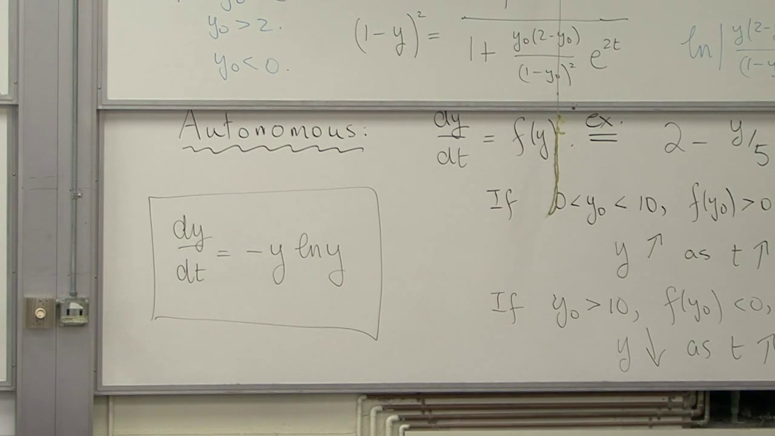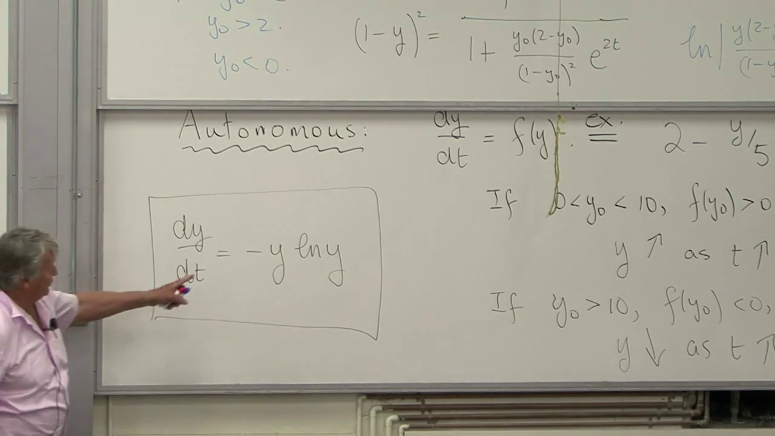Okay. So, what are the equilibrium solutions, first of all? What are the equilibrium solutions? 0 and 1. Very good. There are two solutions.